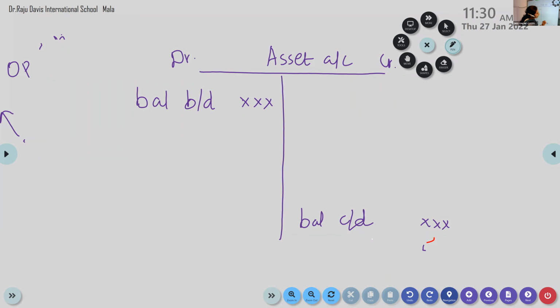So when an asset is sold, how will you show it in the asset account? Cash or bank. So we will write by bank, by bank account, and write the amount. So this by bank shows sale of asset. Okay?